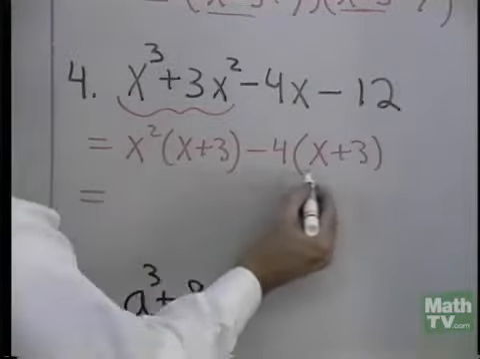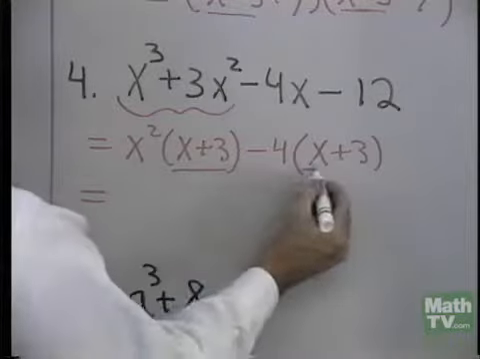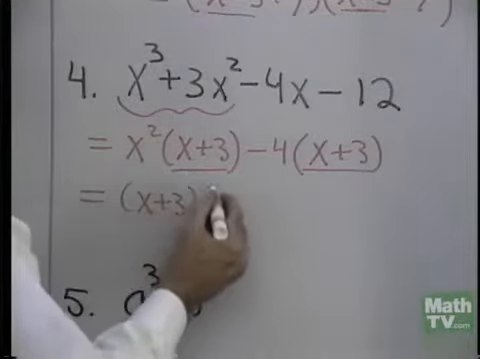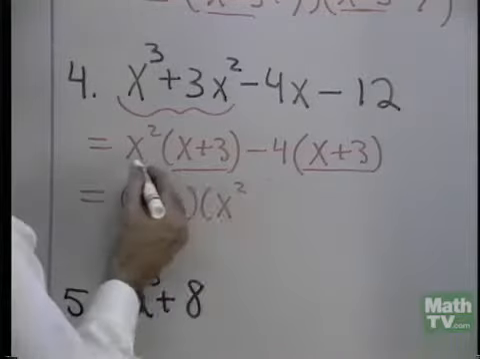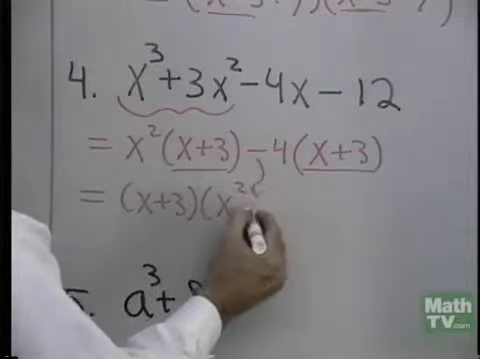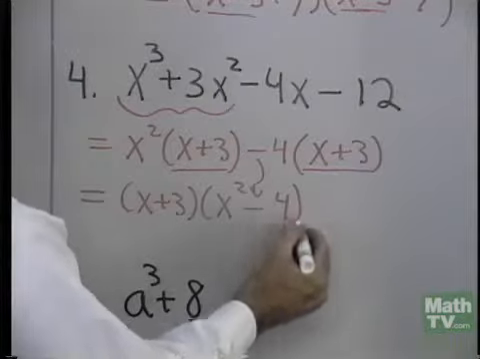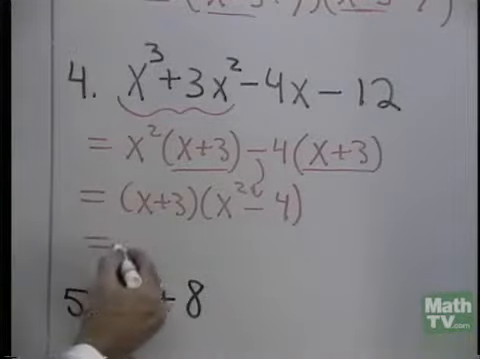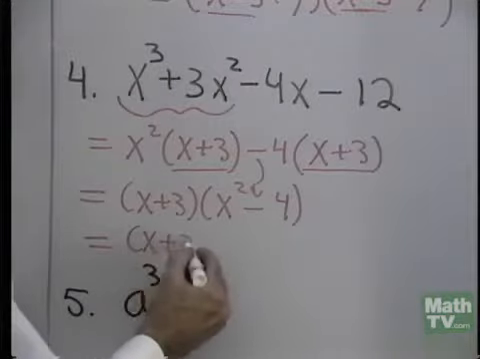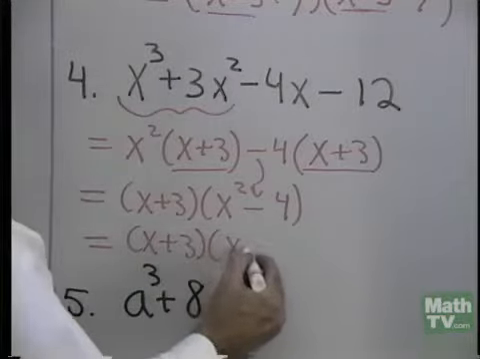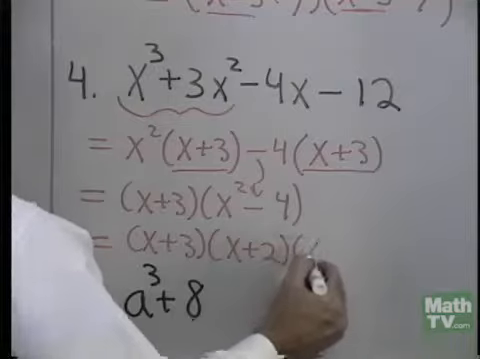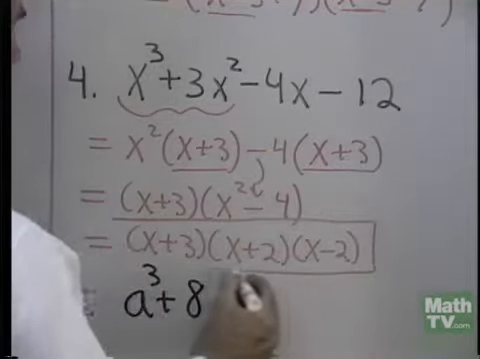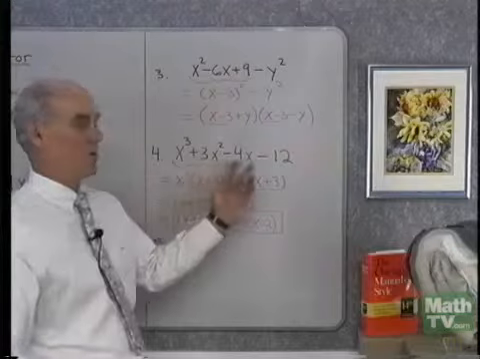Now, this term and this term each have an x plus 3 common. I'll factor it outside. And what's left is x squared from the first term minus 4. And then, since this is the difference of two squares, it factors further, and I get x plus 3 times x plus 2, x minus 2. So that's the complete factorization of this polynomial right here.